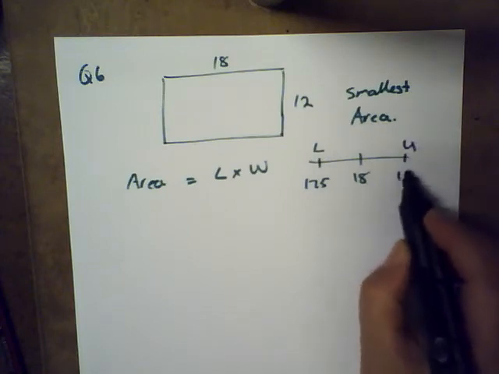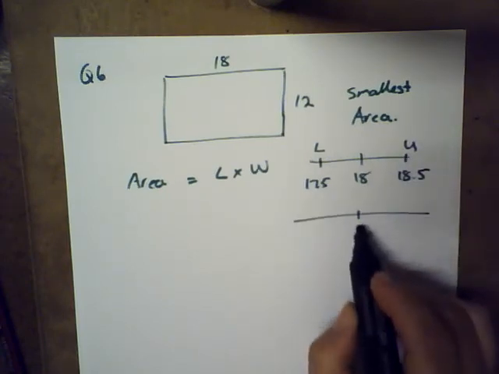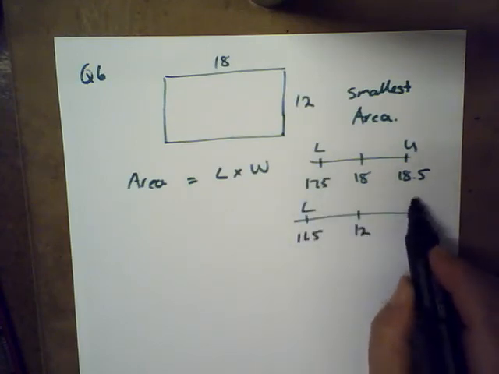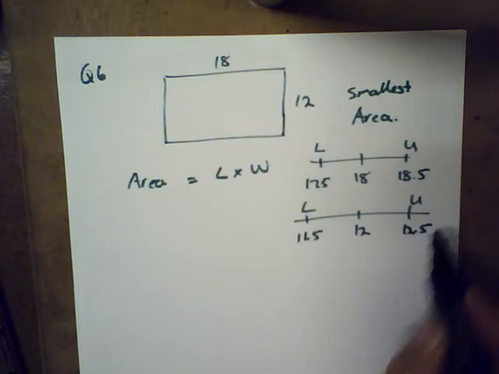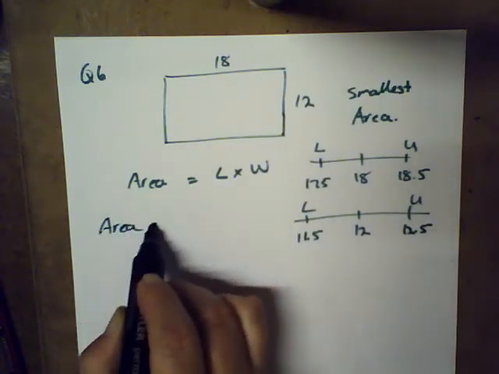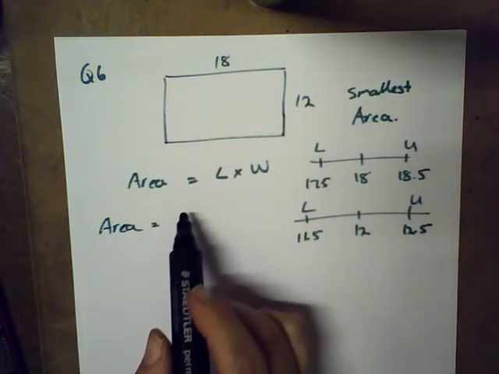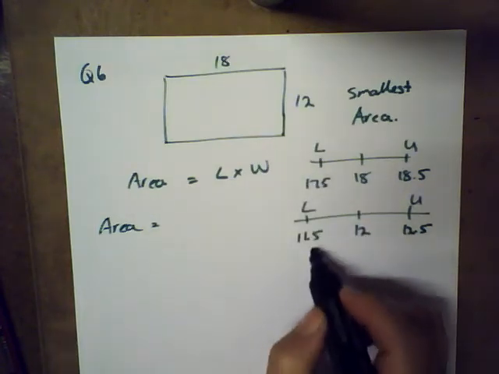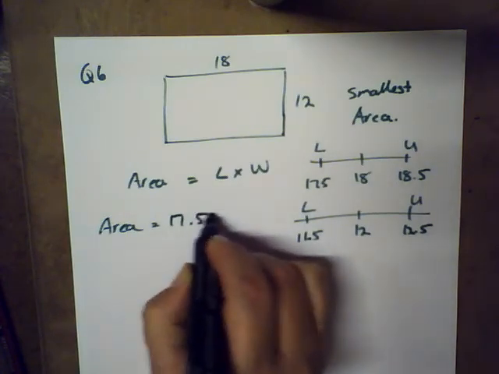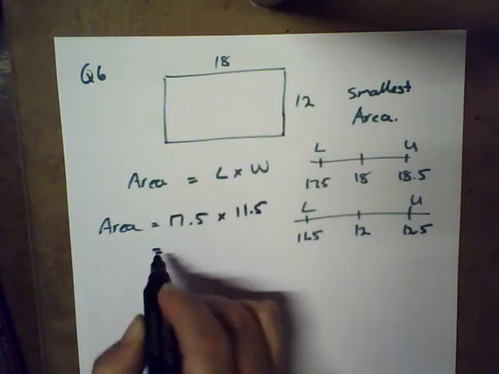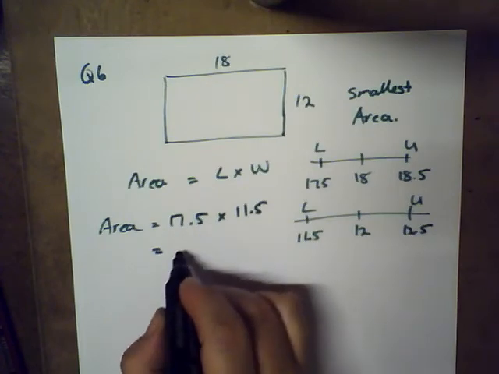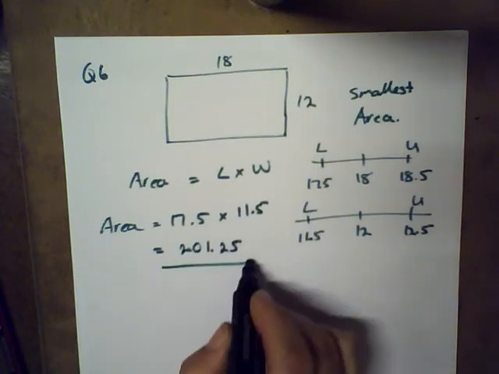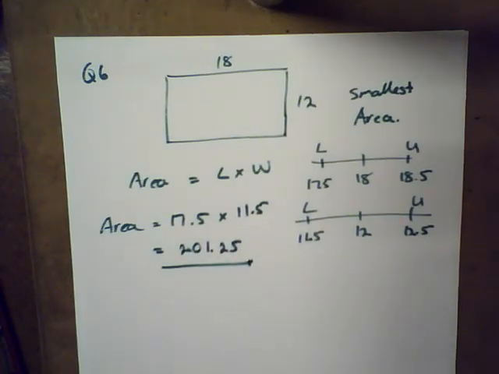So 18, my lower bound would be 17.5, correct to the nearest meter. Upper bound would be 18.5. Now the same thing for 12. That gives us 11.5, the lower bound. Then the upper bound would be 12.5. So the area would be length times width, and we have the lower bound times the lower bound. So 17.5 times 11.5, and if I put that into my calculator, I should get 201.25, and that's the answer for question 6.